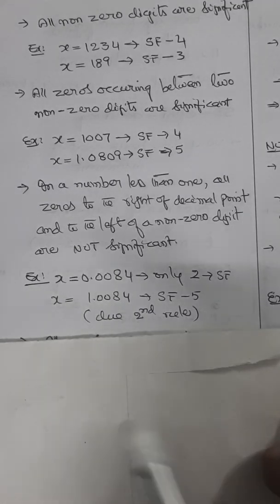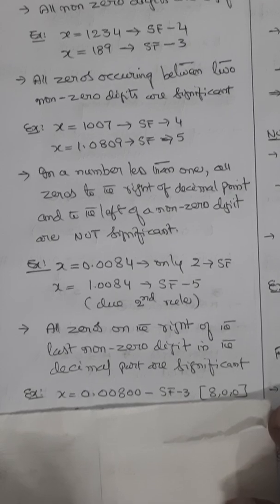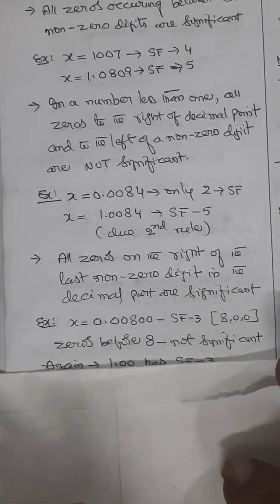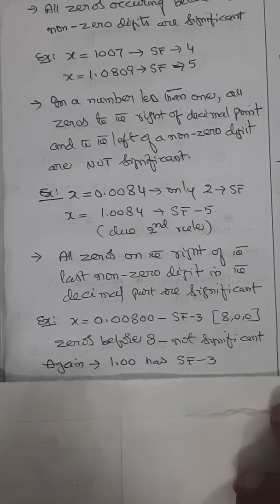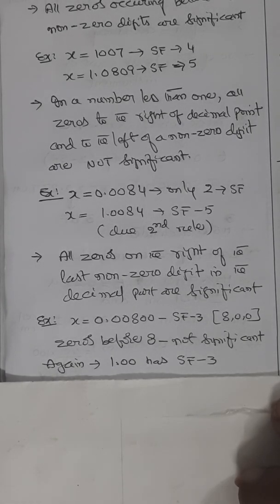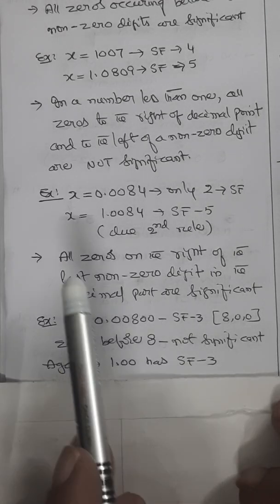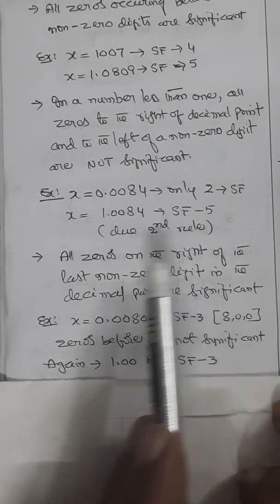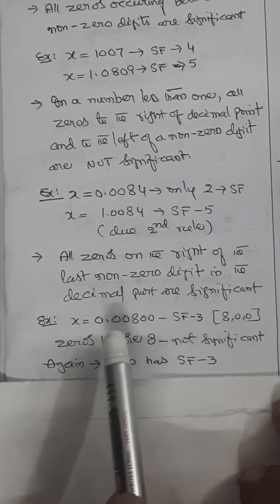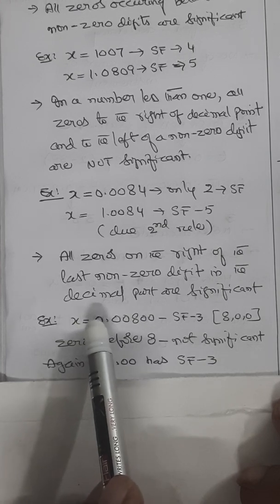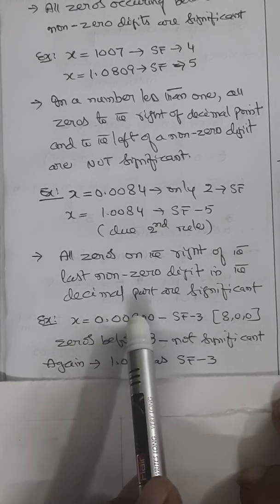So let us look at rule number 4. What is rule number 4? All zeros on the right of the last non-zero digit in the decimal part are significant. All zeros on the right of the last non-zero digit in the decimal part are significant. For example, you take a value x equal to 0.00800.